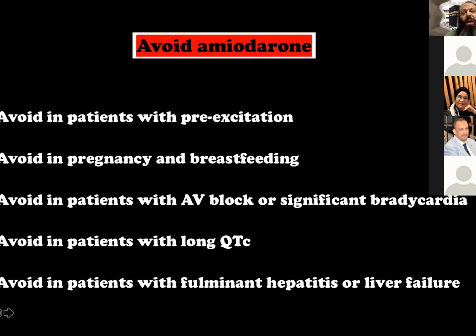Remember, you have to avoid amiodarone in patients with pre-excitation, WPW syndrome. Avoid it in pregnant and breastfeeding women. Avoid it in patients with AV block or significant bradycardia. Avoid it in patients with long QTc, more than 480 or 490, because it is one of the medications that prolong the QTc. Also, avoid the use of amiodarone in patients with fulminant hepatitis or liver failure.